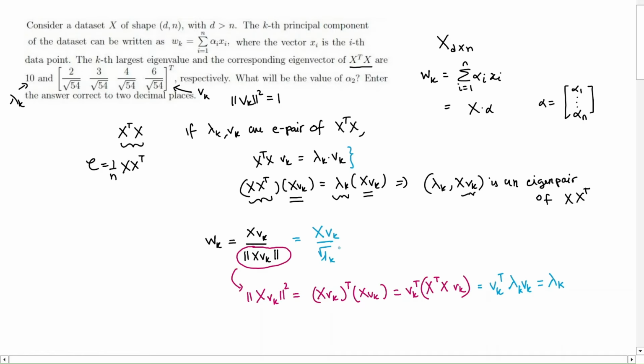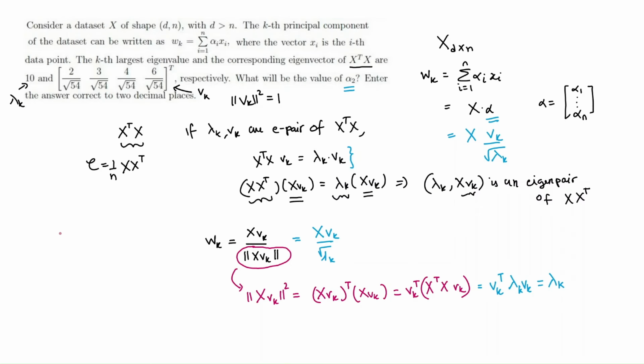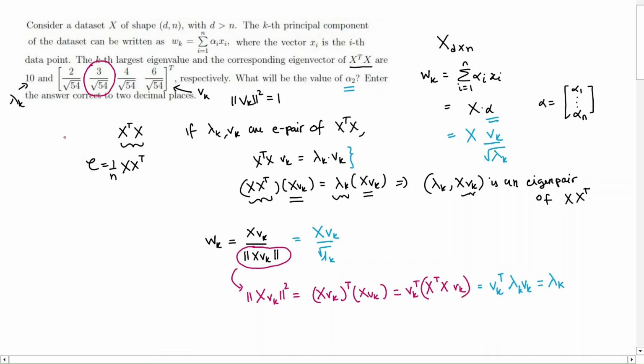So essentially what is happening is that this alpha vector is the same as vk by under root of lambda k. They are asking for the value of alpha 2, that is the second component. So the second component of vk by under root of lambda would be, you're looking at the second component of vk, which is 3 by under root 54, divided by the under root of 10. So 3 by under root of 54 times 1 by under root 10. Now this turns out to be approximately 0.13.